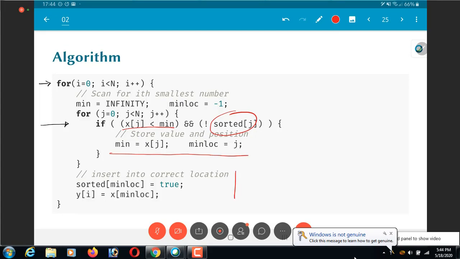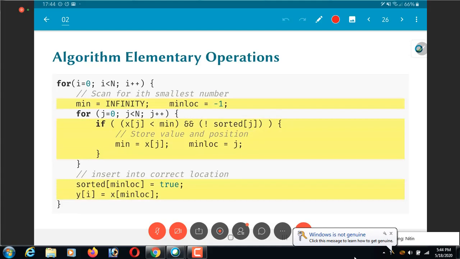Let's try and identify what we mean by elementary operations in this case. So you can get an idea of what I mean, right? So min equal to infinity. Assignments, for example. These are assignment operations. This would probably be some copy value to register or to memory. And it's obvious to understand why these would be considered as elementary operations.